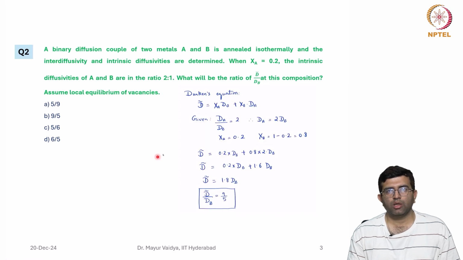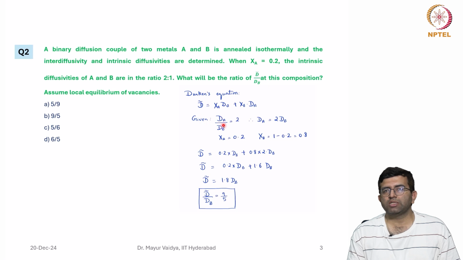So if you utilize Darken's equation, which is D tilde is equal to XA DB plus XB DA. Again, remember that it is XA DB plus XB DA. Do not make the mistake of writing it as XA DA plus XB DB. Otherwise, you will end up in a wrong option.